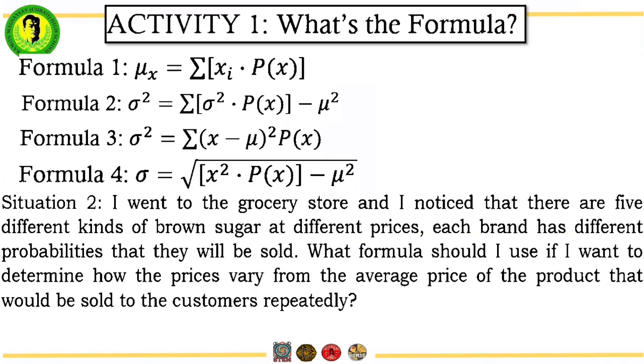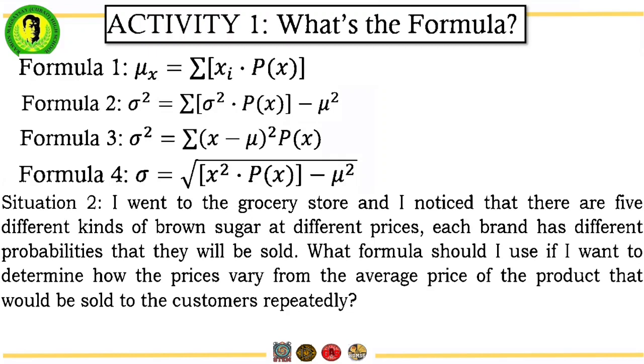Situation 2. I went to the grocery store and I noticed that there are 5 different kinds of brown sugar at different prices. Each brand has different probabilities that they will be sold. What formula should I use if I want to determine how the prices vary from the average price of the product that will be sold to the customers repeatedly? Okay, did you understand the situation?